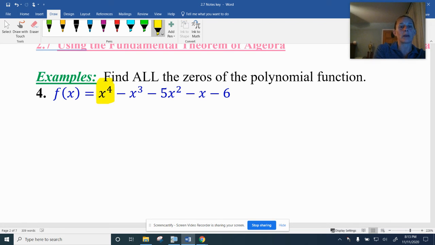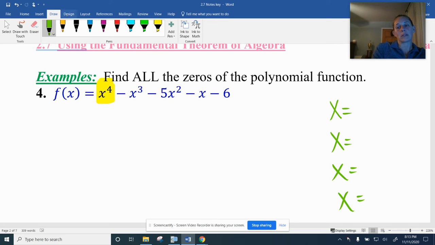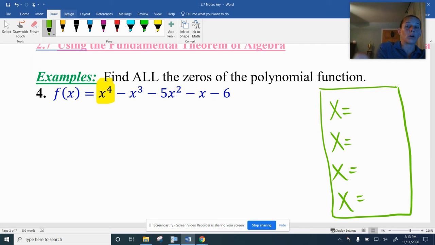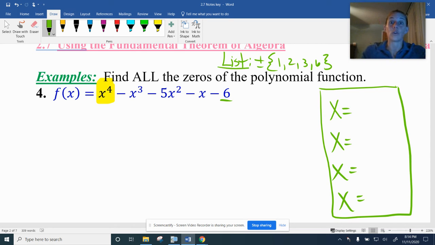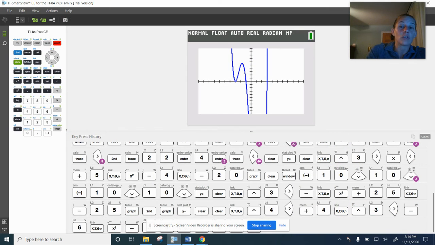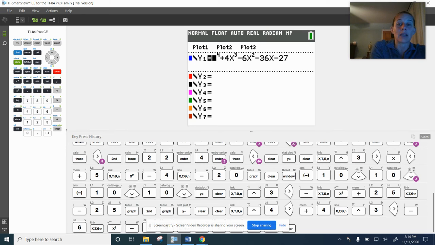So now this one, we know that we're expecting 4 solutions here. So I'm going to set up my spot to write my answers down. I'm expecting to have 4 x values here. And if I were using that list of possible rational zeros, I would just need my factors of 6, which are 1, 2, 3, and 6. So I know that any of those numbers, either the positive or the negative version, could be possible rational solutions here. But I'm going to use my calculator to narrow down the choices because I don't want to spend a lot of time guessing and checking and getting things that aren't working out.